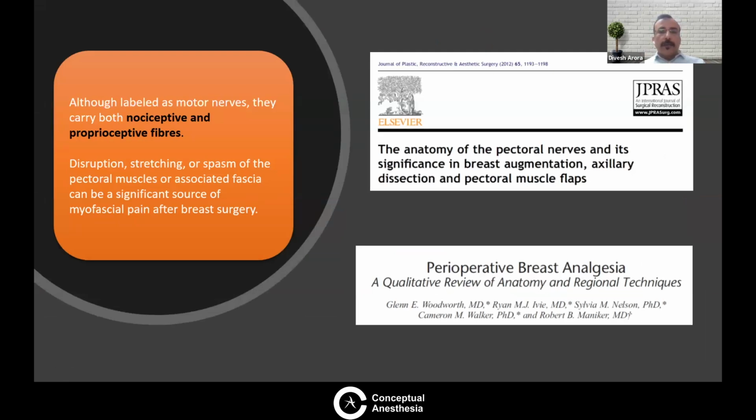The point which enters our mind is that the medial pectoral and lateral pectoral nerves are motor nerves. If they are motor nerves, how are they responsible for nociception? But if you go through these articles, you would realize that they do have nociceptive and proprioceptive fibers. This means when the surgeon uses cautery on the surface of these muscles on which the breast tissue is situated, it can result postoperatively in some disruption, stretching, or spasm of these muscles and can be associated with myofascial pain. That is why we need to take care of these nerves in relation to breast surgery also.